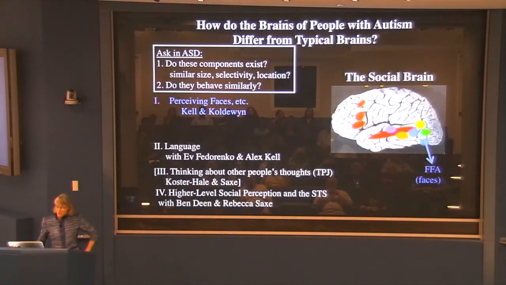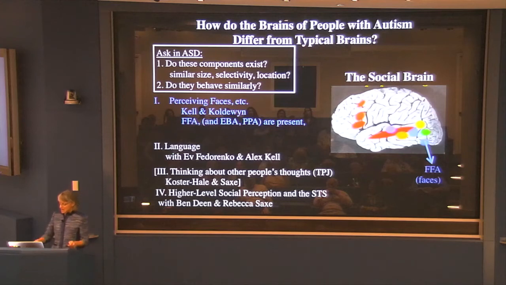Okay, so on this first part, are these basic components there? Yes, FFA and these other regions are present and look normal just in terms of their volume, but the face region in the STS is compromised, and we'll return to that.